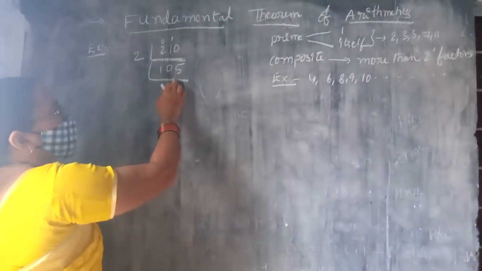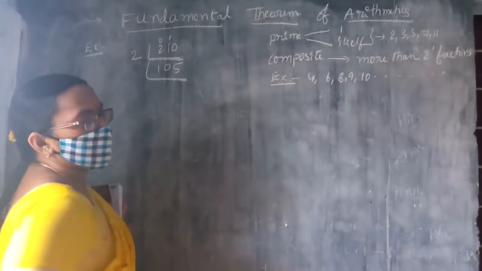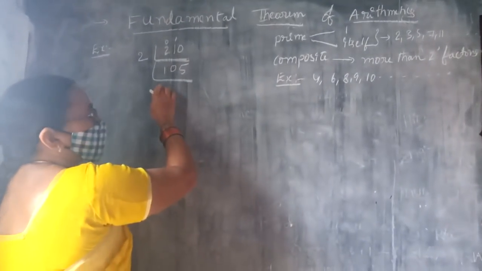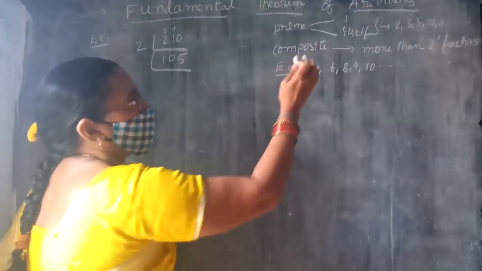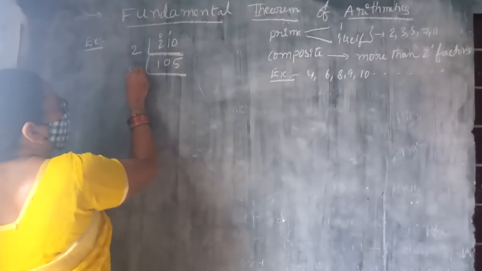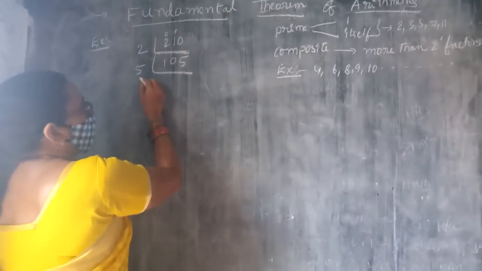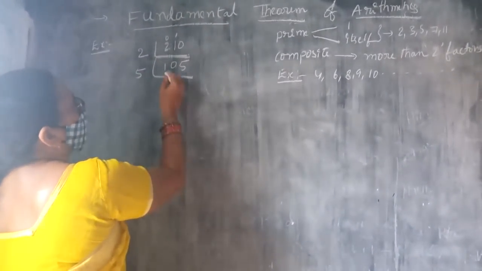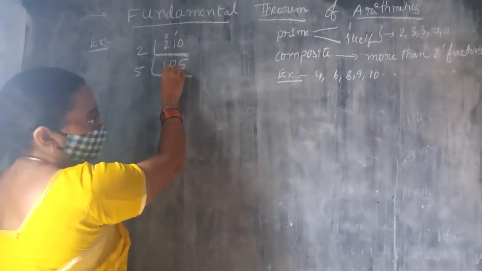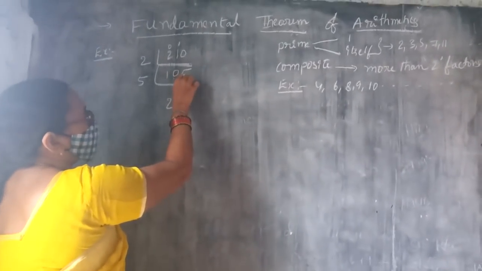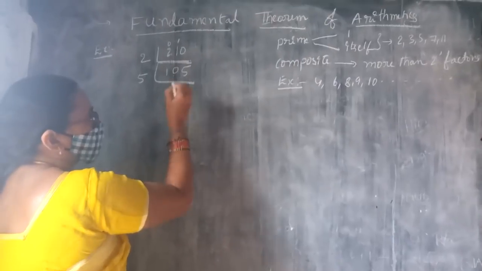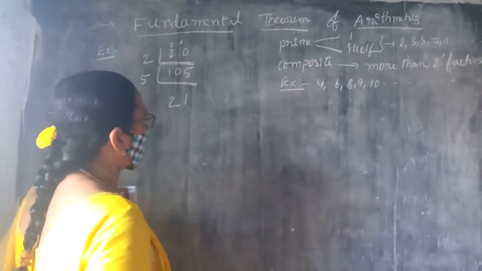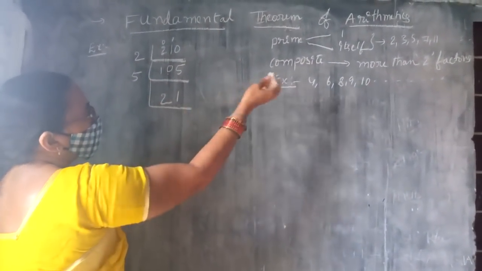So we take the next prime number, 3. It is divisible, 3 into 35. Now the next prime number is 5. 35 divided by 5, how many times divisible? 7. What is the remainder? 0. So the next number is 7, divisible 1 time.